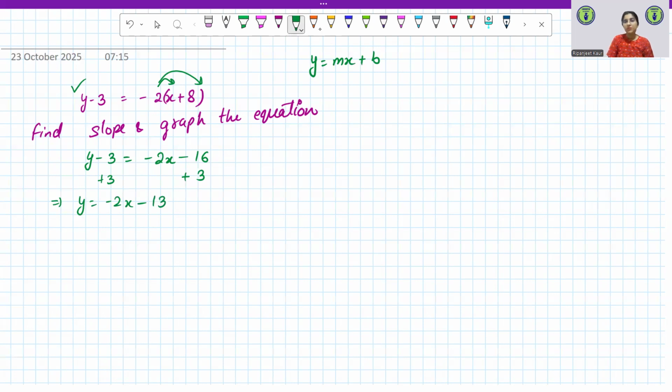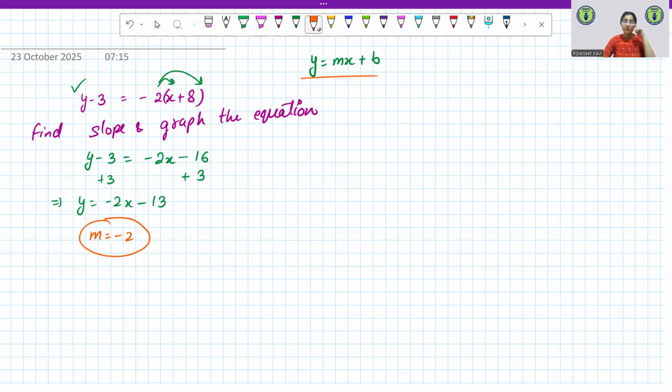What is the slope now we got, in comparison with this? Negative 2x. Sure, I mean, negative 2. Okay, great. So the first question was finding the slope and we have found the slope. Next is graph this equation.